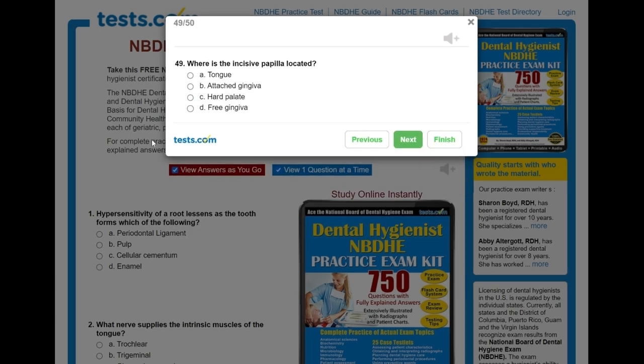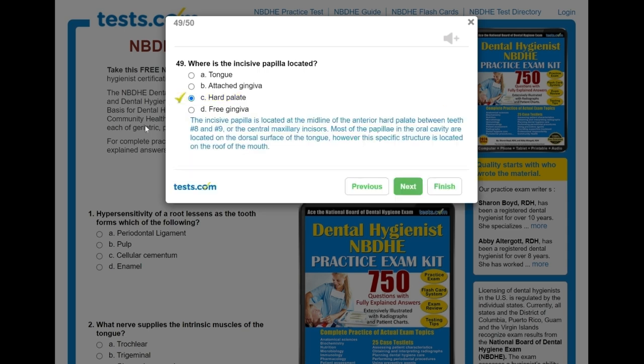Question 49. Where is the incisive papilla located? A. Tongue. B. Attached gingiva. C. Hard palate. D. Free gingiva. C. Hard palate. The incisive papilla is located at the midline of the anterior hard palate between teeth number 8 and number 9, or the central maxillary incisors. Most of the papillae in the oral cavity are located on the dorsal surface of the tongue. However, this specific structure is located on the roof of the mouth.